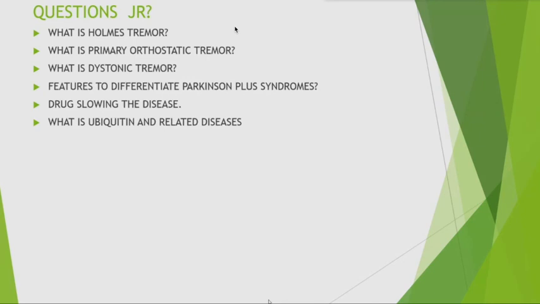One more question is there. Name a drug that slows the disease Parkinson's. Which drug slows the disease Parkinson? There is no drug that can slow down Parkinson's. We give only symptomatic care and it goes on like that. Years ago it was thought that MAO-B inhibitors can prevent the progression of disease. That is no more valid. No drug is known to slow down the progress.